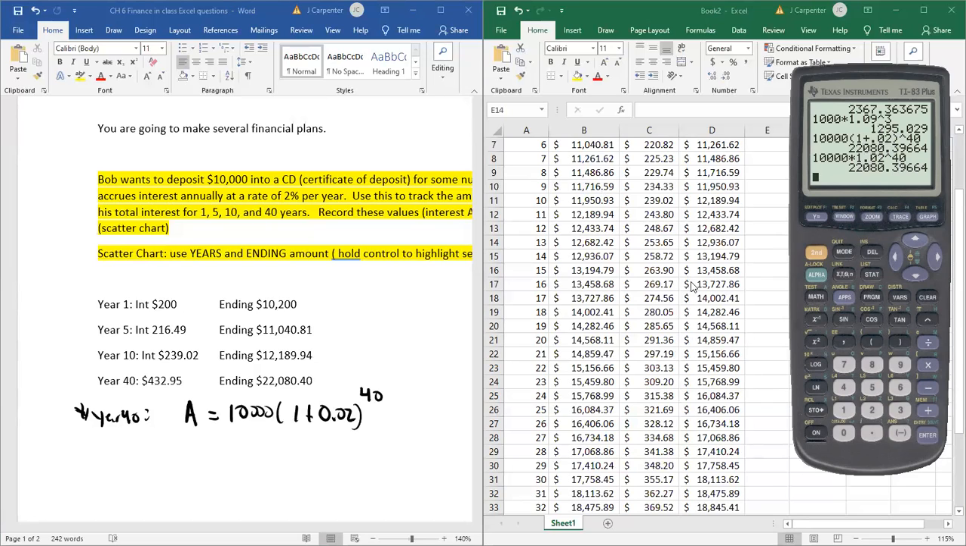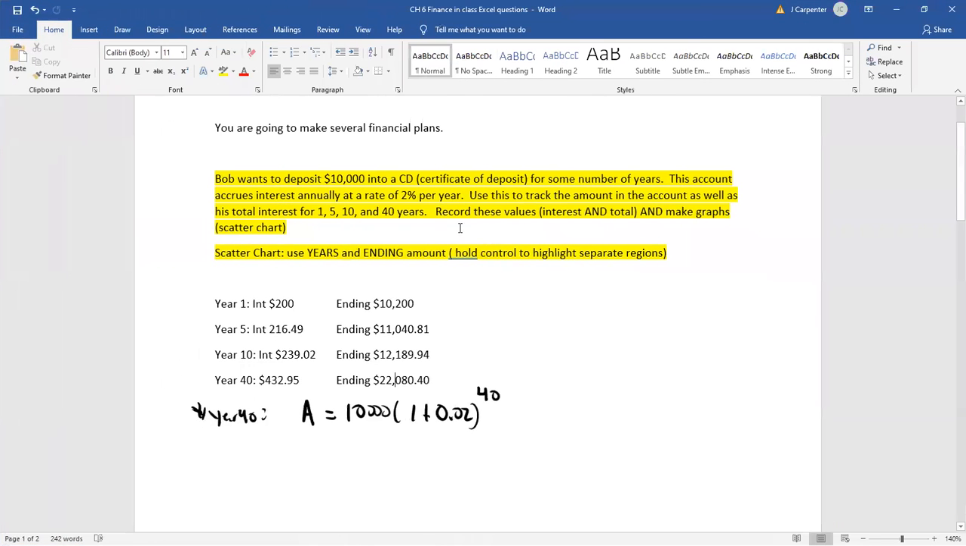All right, so this works. Excel did a good job of going line by line, but also our own formula works if we're only interested in year 40 or year 10 or year 5 or year 1. Next, we said to make a scatter chart, make a graph out of this using the years and the ending amount. So we're only going to track the ending amount each year, so how much money we actually have in the account.